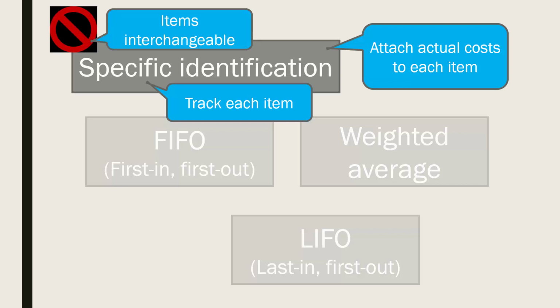The accounting standards prohibit specific identification where items of inventory are interchangeable. This is to ensure management are not able to use the specific identification cost formula to manipulate their profits in a period.